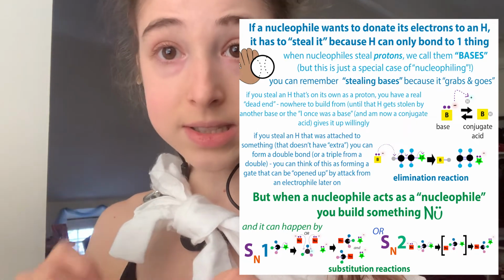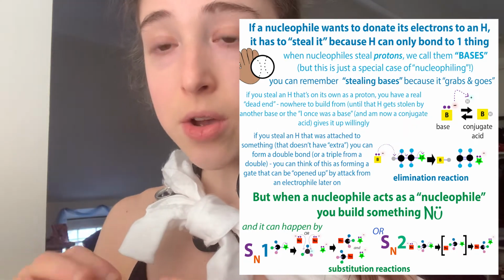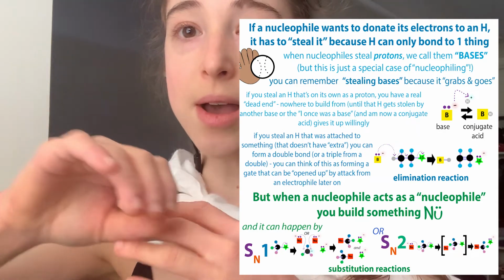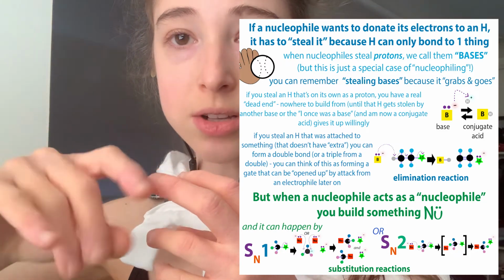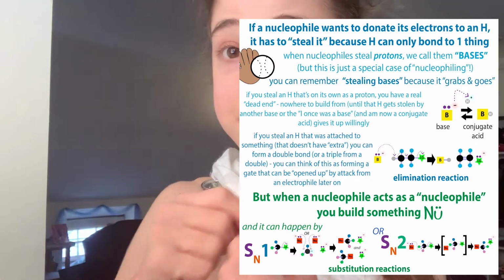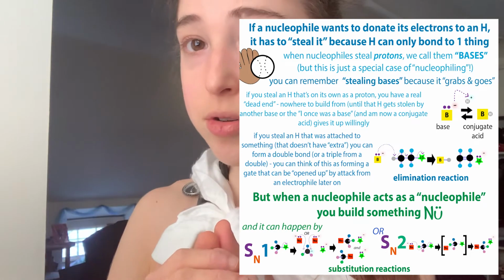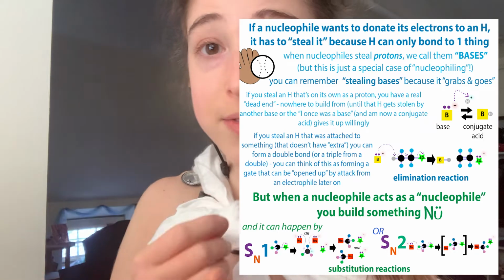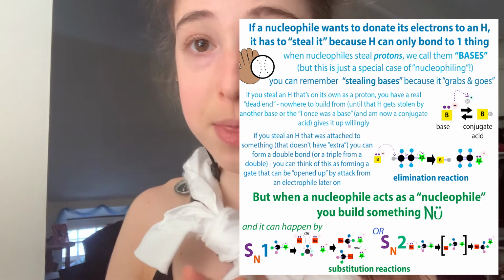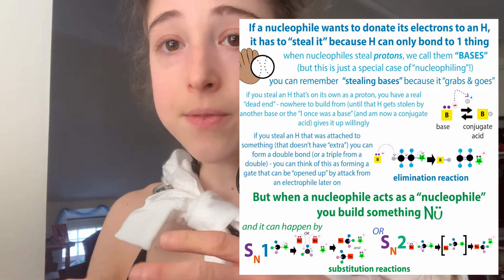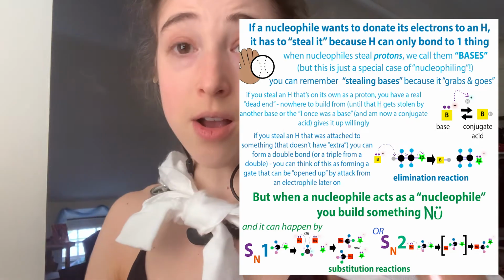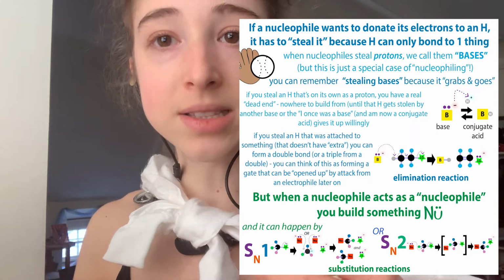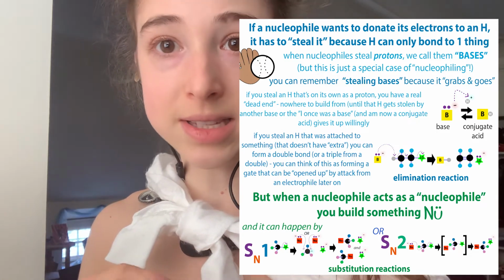All Bronsted-Lowry acids, so all of the proton givers, are also Lewis acids. In that case, when you lose the proton, you can think of the electrons being kept behind. So you are accepting a pair of electrons in a way. You're accepting the pair of electrons from that bond as you're giving up the proton. So all Bronsted-Lowry acids are Lewis acids, but not all Lewis acids are Bronsted-Lowry acids.